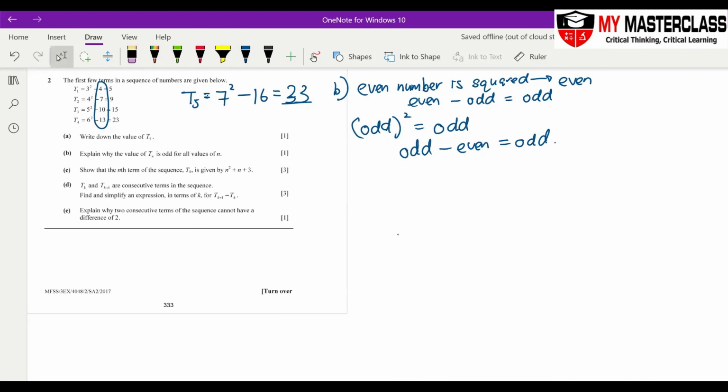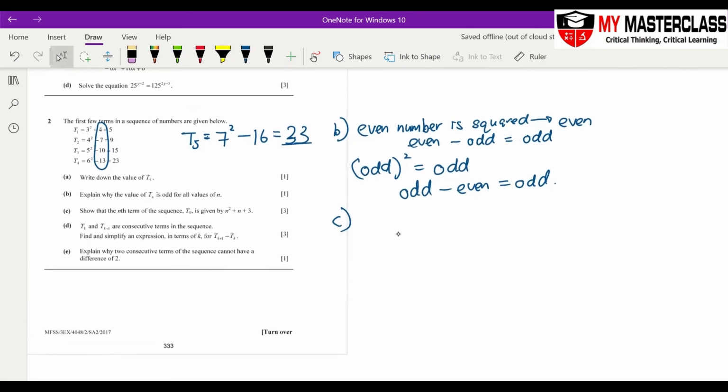Okay. C is a bit hard. So look here. We need to break it up into 2 parts. Look how I break it down. The first part is the red part. The second part is the blue part. Now, the first term is 3 square. The second term is 4 square. The third term is 5 square. The fourth term is 6 square.